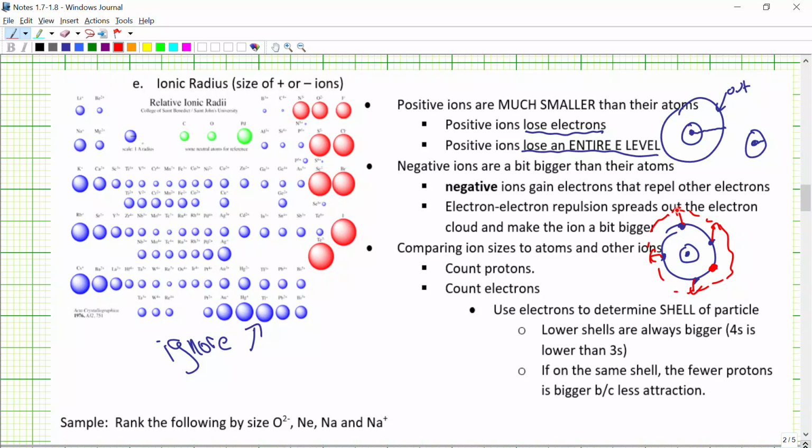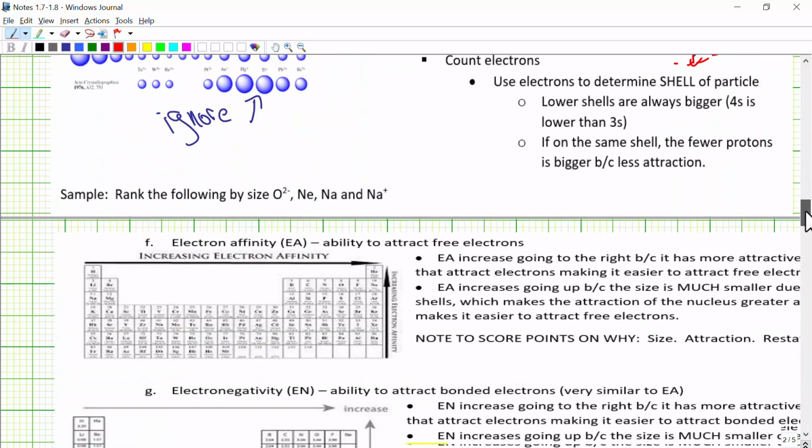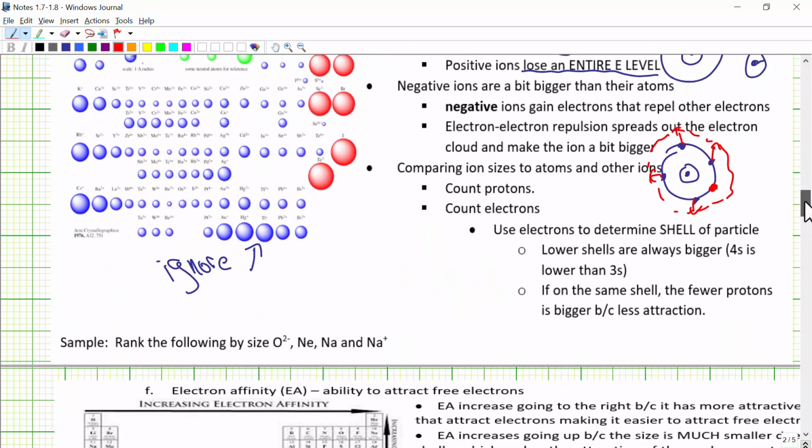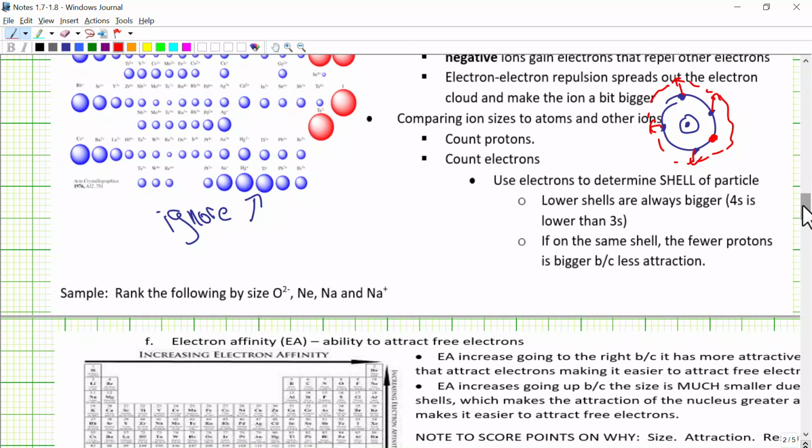All right, comparing ion sizes to atoms and other ions. So you count the protons and you count the electrons. Use the electrons to determine the shell of the particle. Lower shells are always bigger. 4s is lower than 3s, so 4s is bigger. If on the same shell, fewer protons is bigger because there's less attraction.